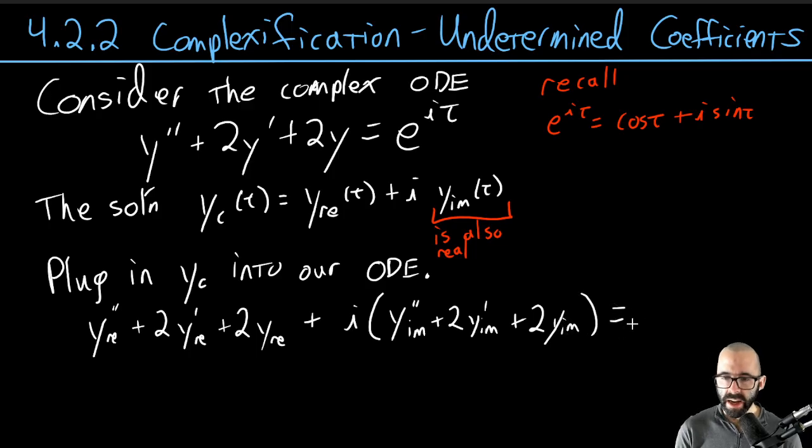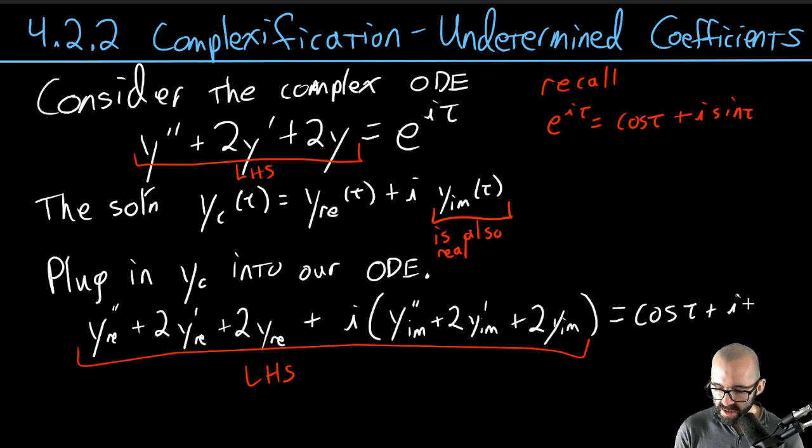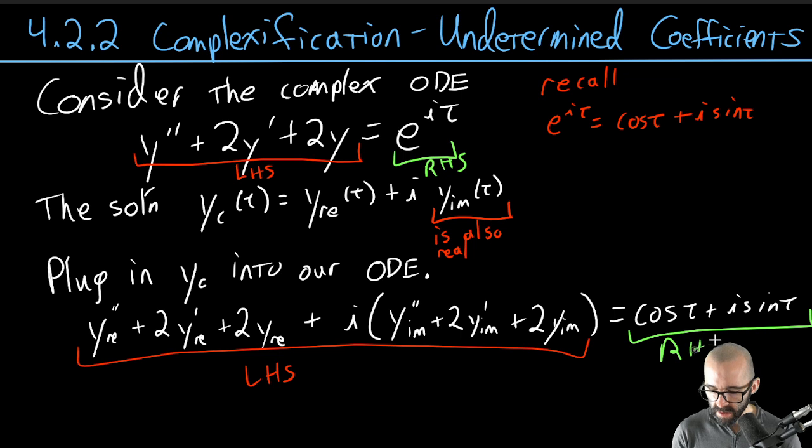needs to equal the right-hand side. Let's rewrite the right-hand side. Why not? No pun intended again. We don't have any initial conditions yet. So the left-hand side, right, this is the left-hand side of our ODE. We're just plugging it in and doing quick little calculus. And the right-hand side is going to be e to the it, which again we know is cosine of t plus i sine of t. This is the same right-hand side.